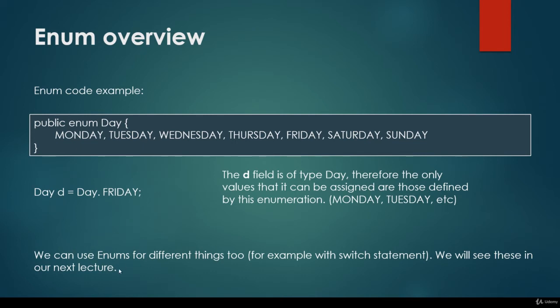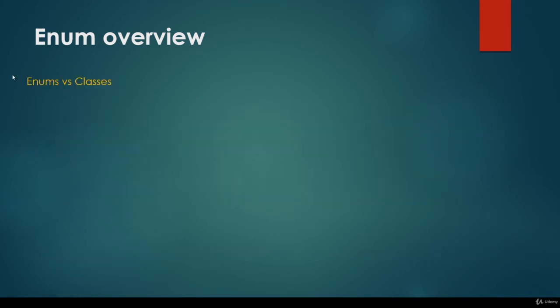So we can use enums for different things, such as with switch statements. We are going to take a look at several examples, and it's going to be clear why it is crucial to talk about enumerations. The final question is, what's the crucial difference between enums and classes?